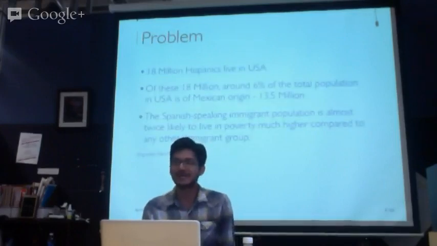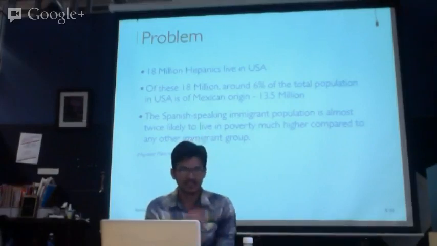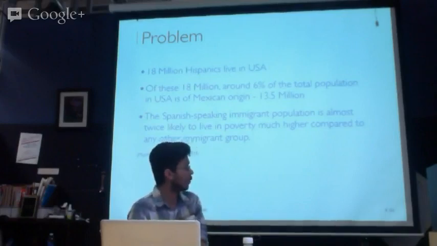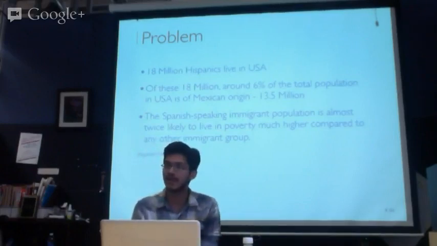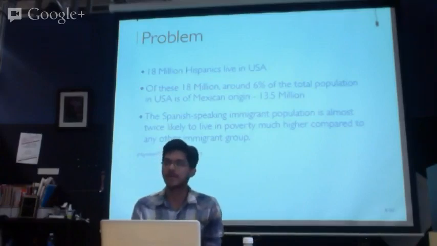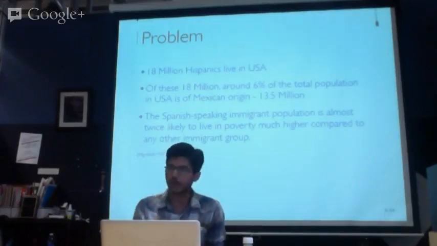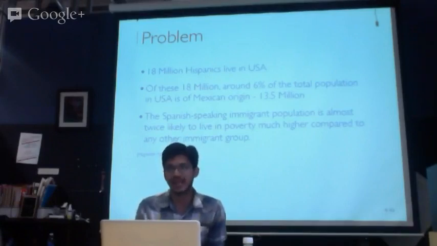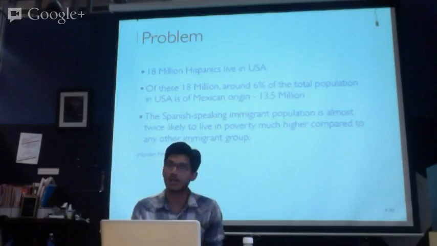So it's always good to set up the context. Setting up the context for the pronunciation feedback work, here is some quantitative data from some official reports. This is taken from the report by the Language Policy Institute from 2010. It says that there are a lot of people from Hispanic backgrounds who live in the US, and approximately 6% of the total population is of Mexican origin, which is around 13.5 million. The report says the Spanish-speaking immigrant population is almost twice as likely to live in poverty, much higher compared to any other immigrant group.